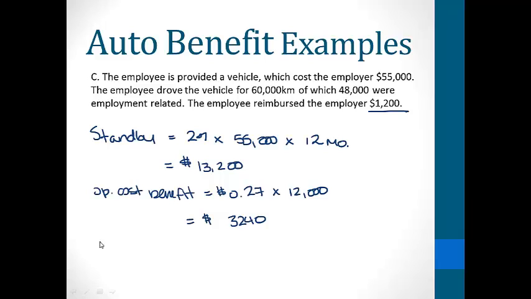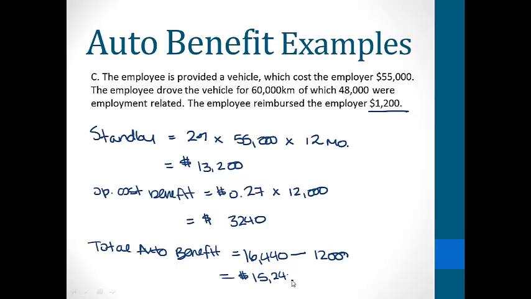So my total auto benefit, I'm going to take the 16,440, so my operating cost benefit plus my standby, and I'm going to subtract the $1,200 that the employee reimbursed the employer to get $15,240. So when an employee reimburses their employer, the amount they reimburse them for is going to reduce the auto benefit.